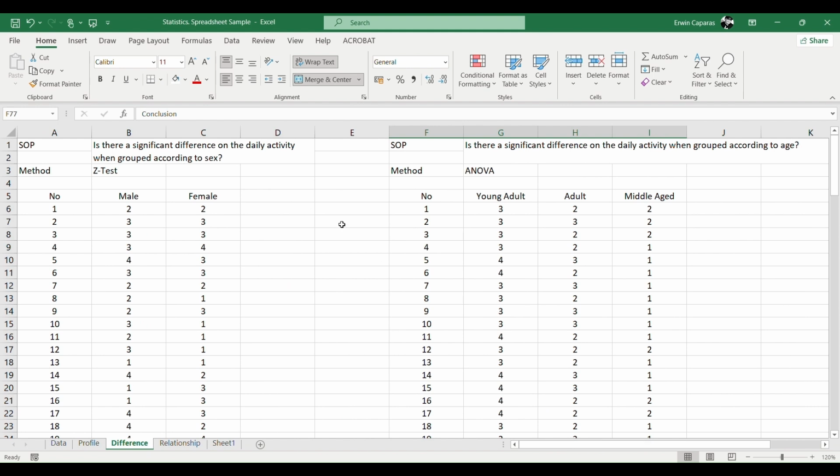So ulitin natin, ang Z-test ginagamit natin for two groups of responses with 30 or more respondents. And then analysis of variance is used for three or more groups of variables, regardless of how many respondents we have. So these are the different tests that we can use if the inferential question is about looking for a significant difference on the variables when grouped according to their demographic profile.